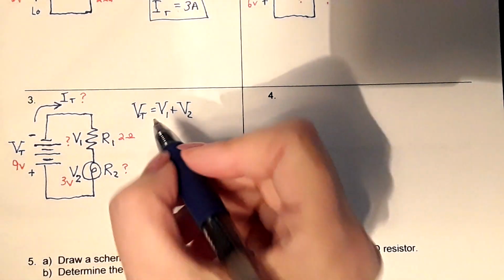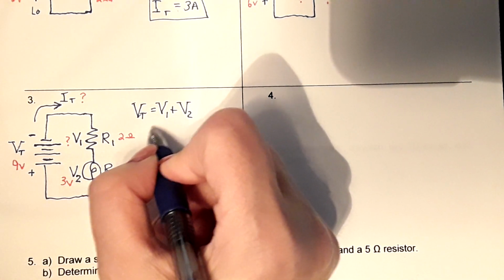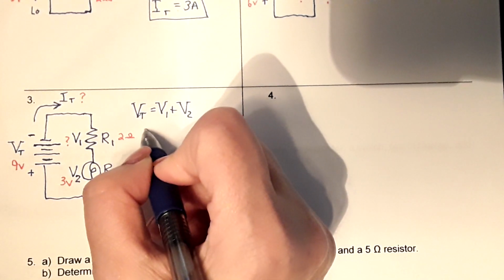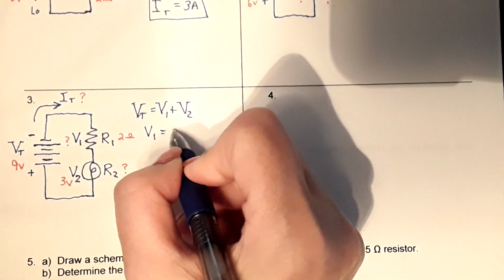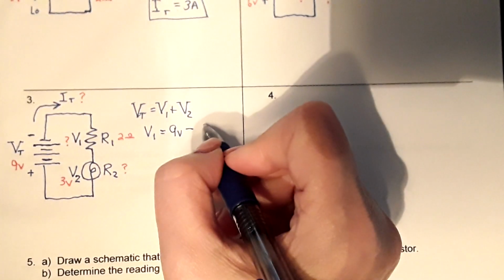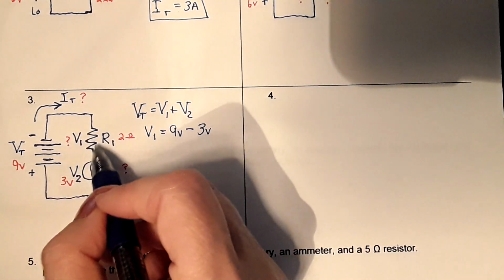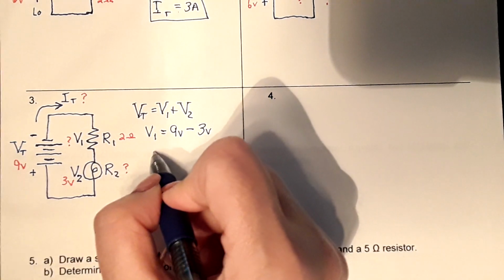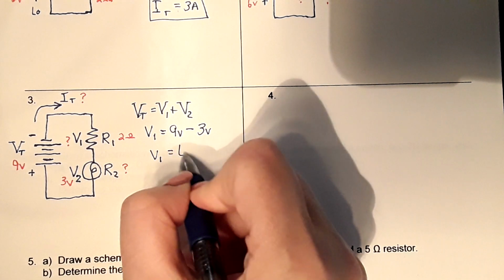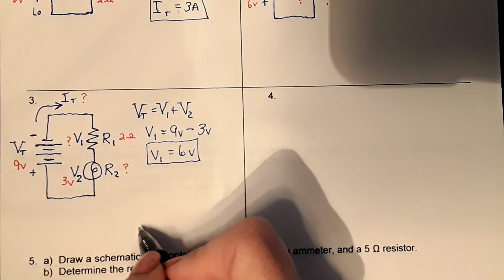Okay? All right, so that means to get V1, we're going to have to say the total, 9 volts, minus what the light bulb is using, which is 3 volts. The only amount left for the resistor to use is 6 volts then. See, that wasn't so tough, was it? All right. 1 down, 2 to go.